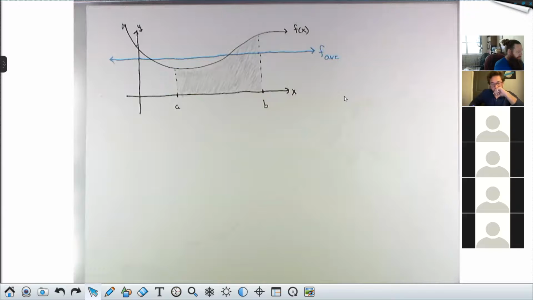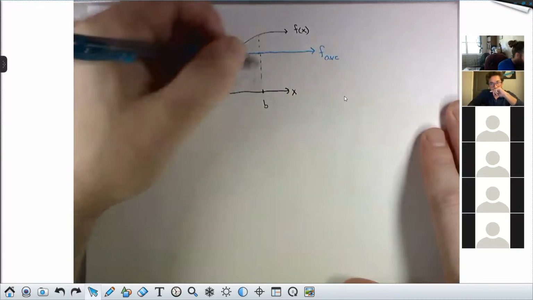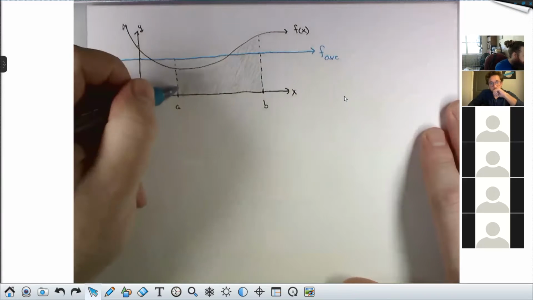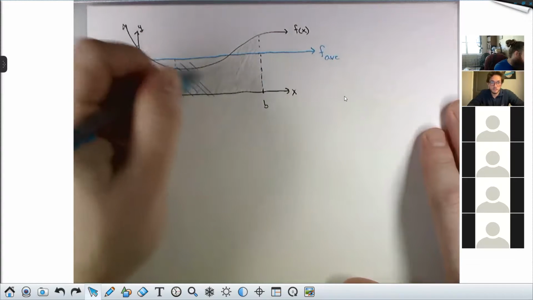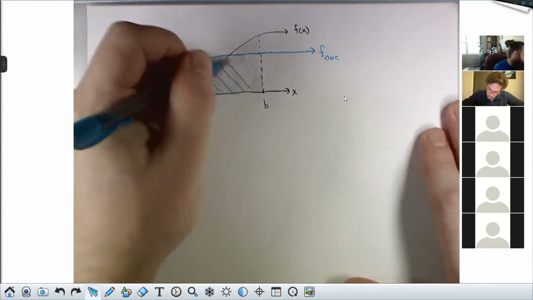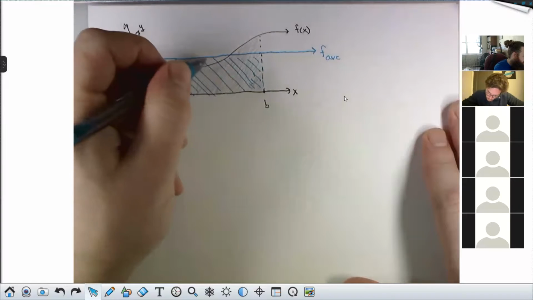And the cool thing is that the area enclosed by the blue function from A to B is the same as the area enclosed by the original. But the blue function is a constant function. So that's a pretty sneaky trick.